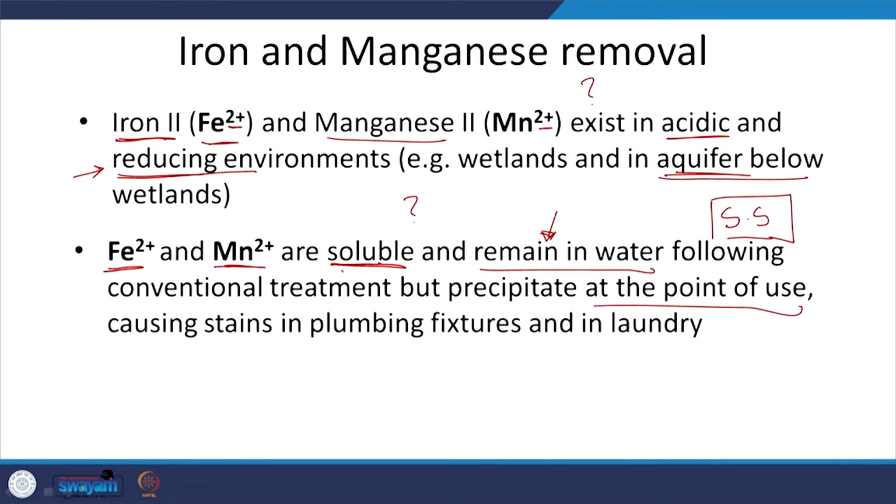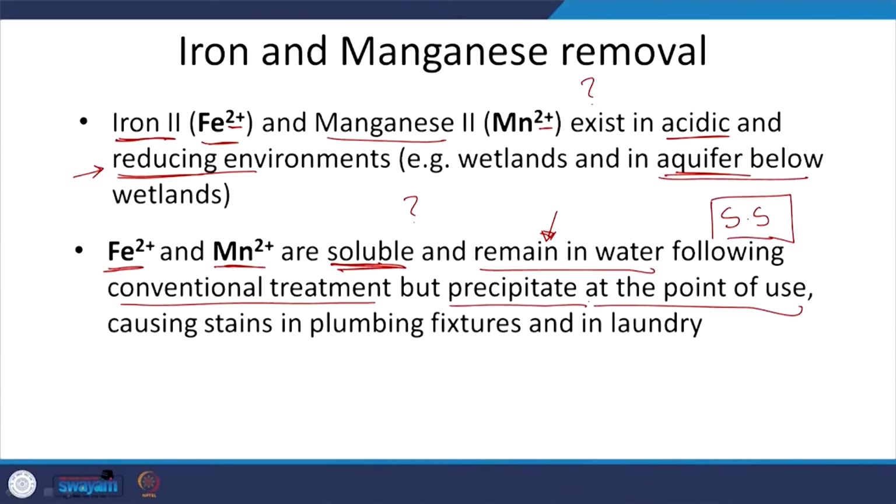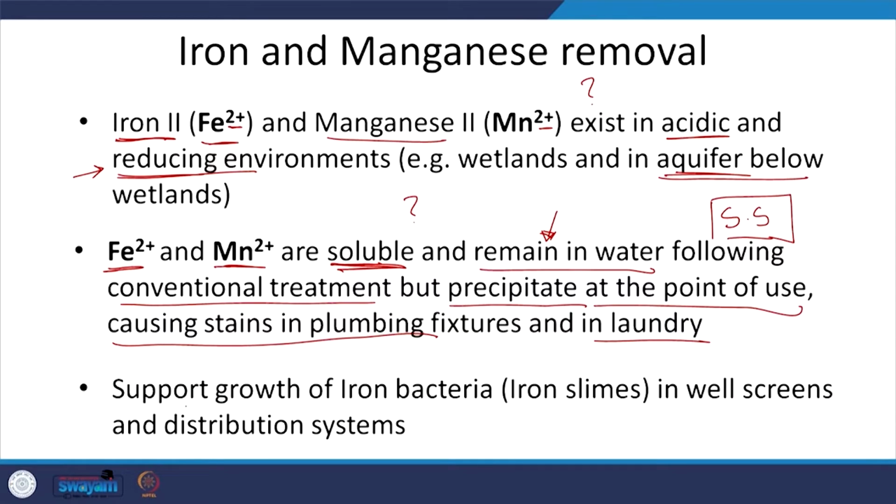In water, we were typically trying to remove suspended solids. So, because Fe2+ and Mn2+ are soluble, typically they will not be removed by conventional treatment. But once you use them, when they are exposed to oxygen for a certain duration, they are going to precipitate out after transforming into Fe3+ or Mn4+, if I am not wrong, and that will lead to stains on the plumbing fixtures and in laundry. That is something to keep in mind. It also looks like the precipitation supports the growth of iron bacteria or iron slimes in well screens and distribution systems. That is something to keep in mind.